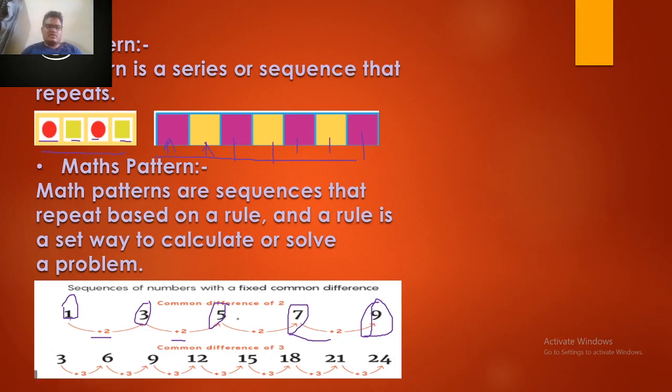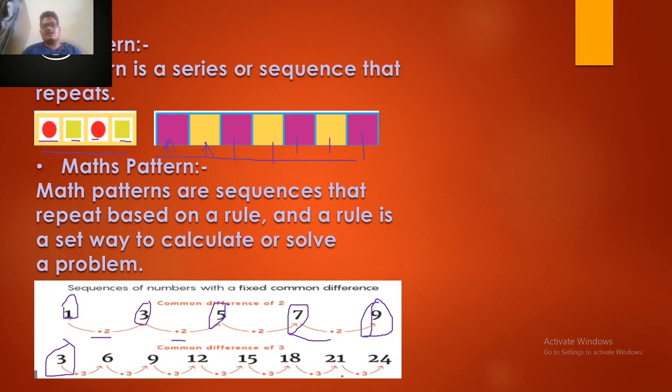The next one is the same. The numbers are 3, then 6, then 9, then 12, then 15, then 18, 21 and 24, and so on. You can see here is also one pattern going on. So 3, then the number is 6. What is going on here? When we add 3 to 3, we get 6. Again when we add 6 plus 3, we get the next number. Again we add plus 3, we get 12. So here is also one pattern going on.